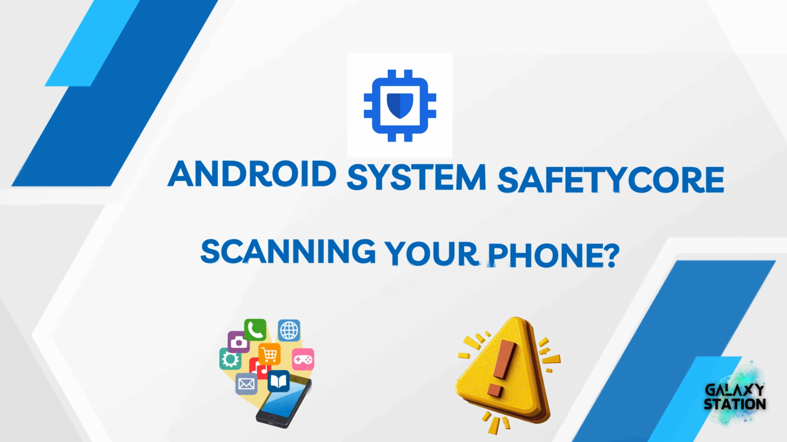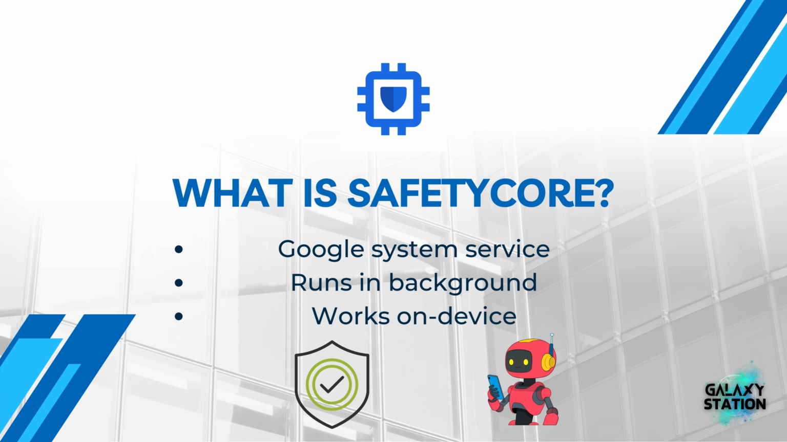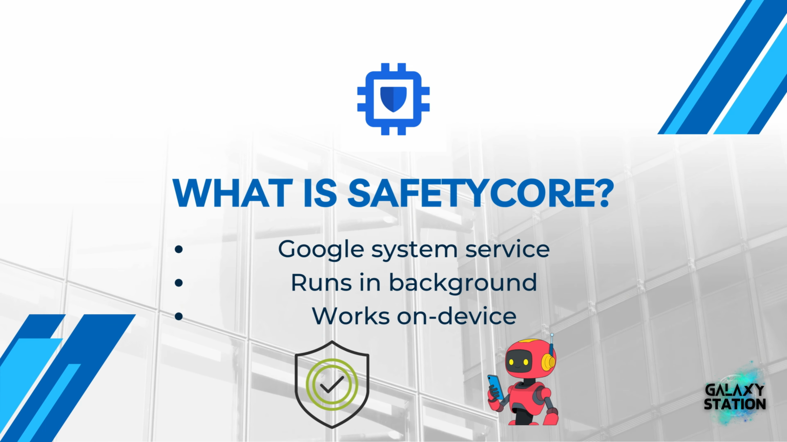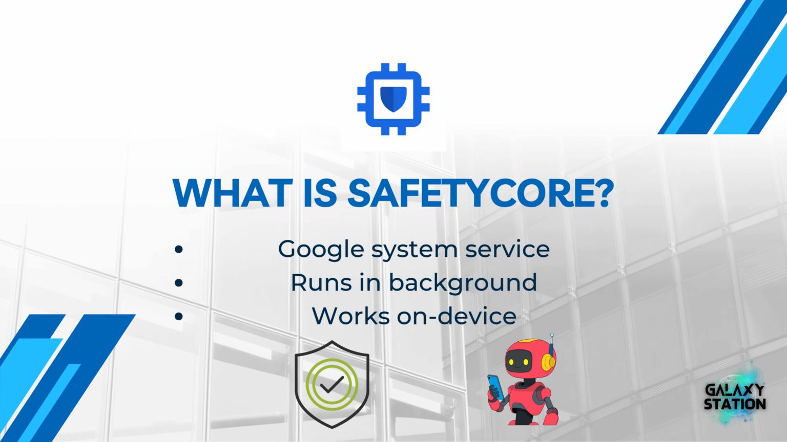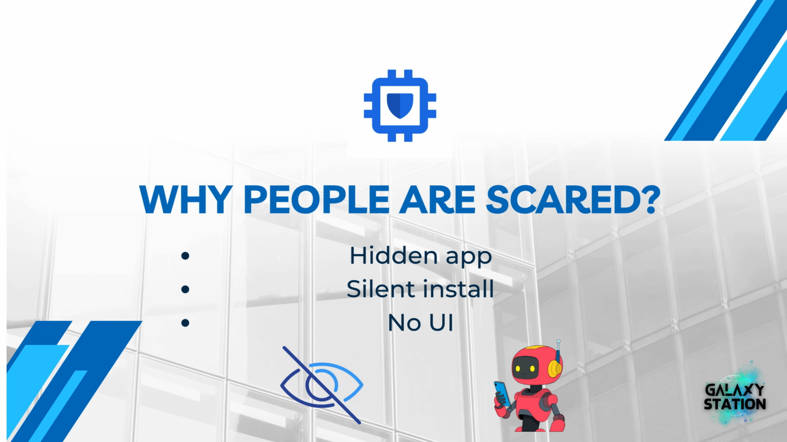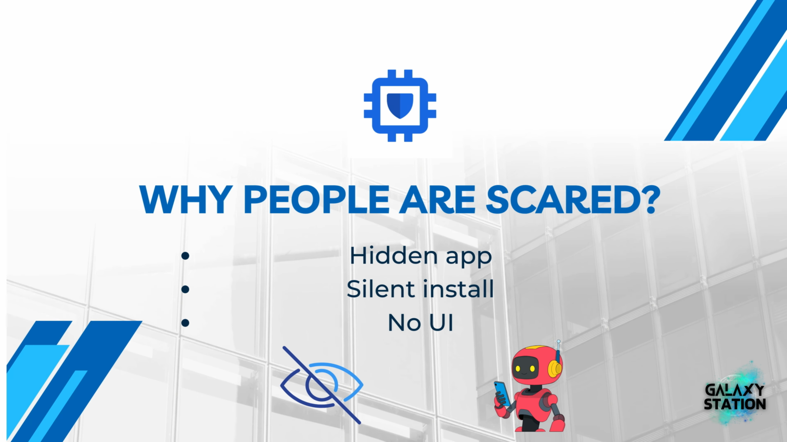Android System SafetyCore is a Google system service. It is designed to protect users from harmful or unwanted content. Instead of sending your data to the cloud, it works directly inside your device. This is where things get controversial, because SafetyCore has no app icon. It installed silently on your devices and it runs in the background.